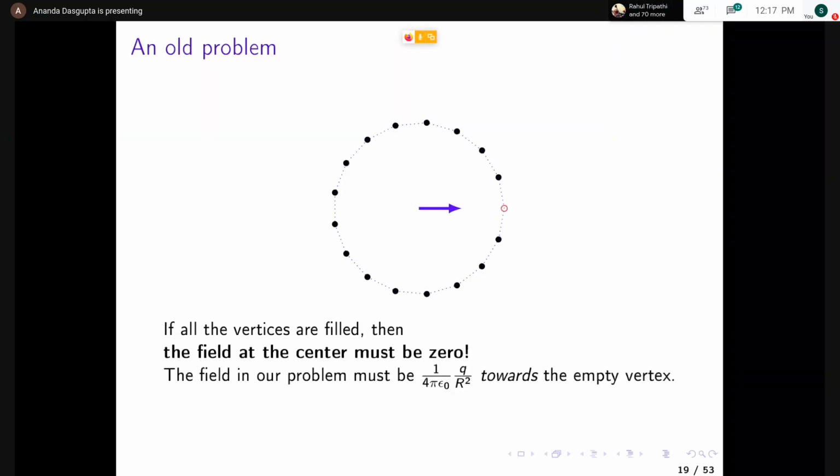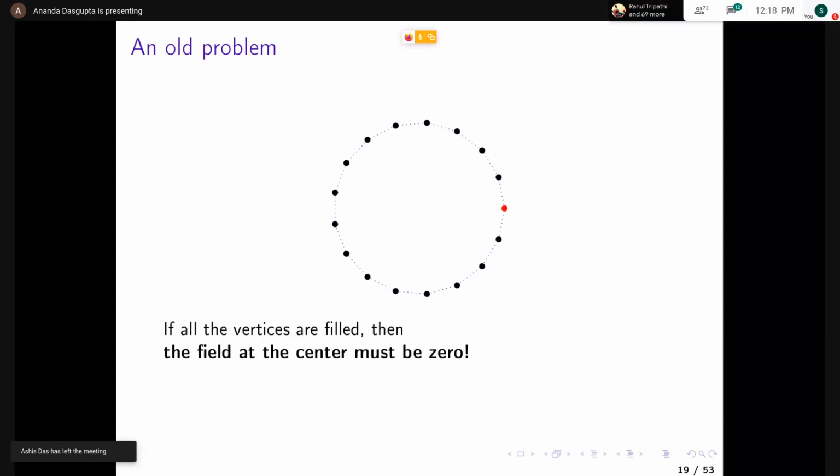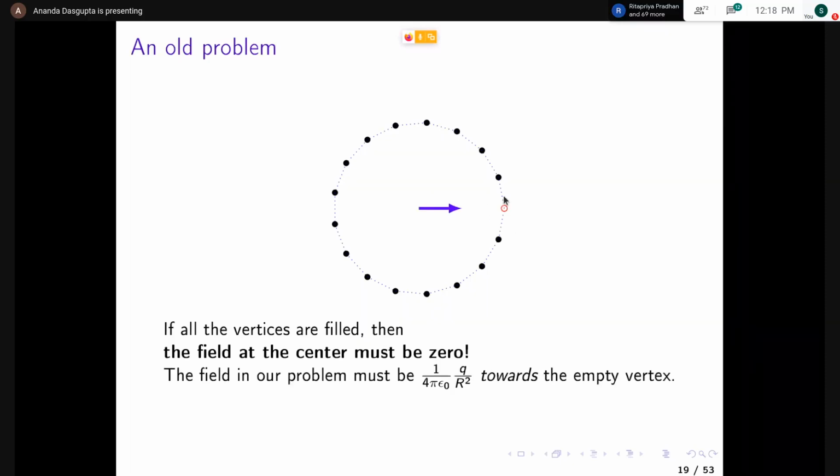And therefore, the field of the 16 charges, our original problem, plus the field due to this one charge must be 0, the superposition. The field due to the 16 charges must be opposite to the field due to this one charge. So it must be 1 over 4 pi epsilon 0 q by r square, directed towards the empty vertex. The field due to the charge here would have been directed away from it. Since that field plus the field of the 16 gave you 0, the field of the 16 must be just this magnitude directed towards the empty vertex.